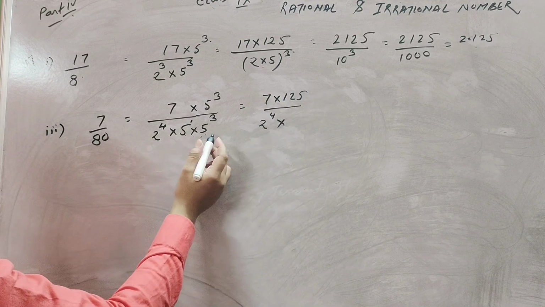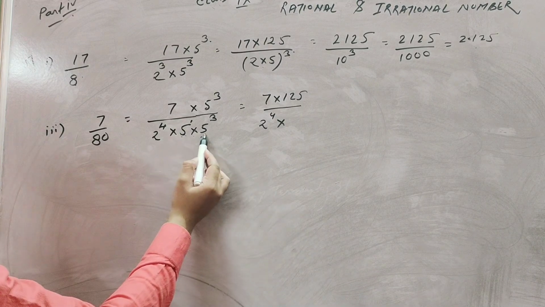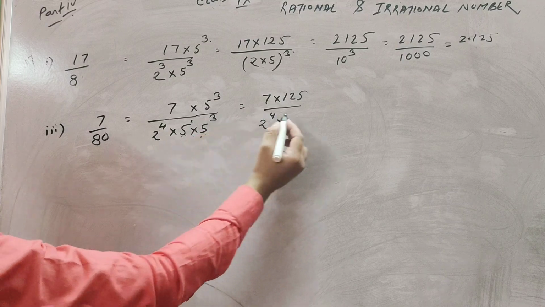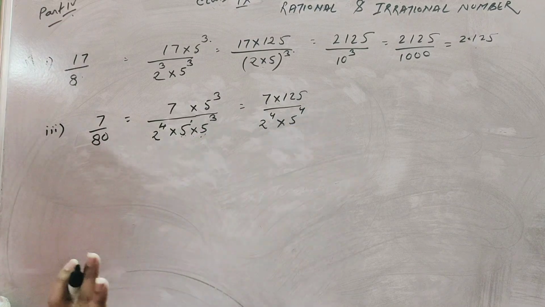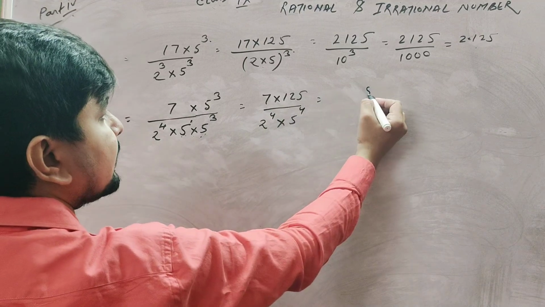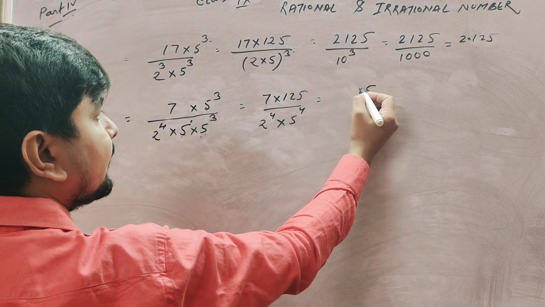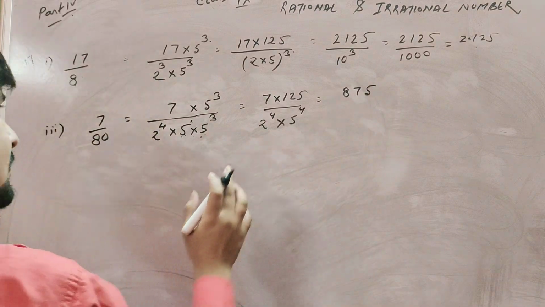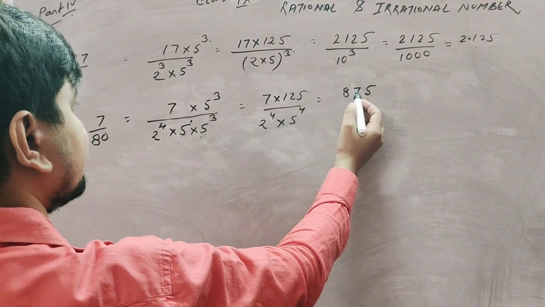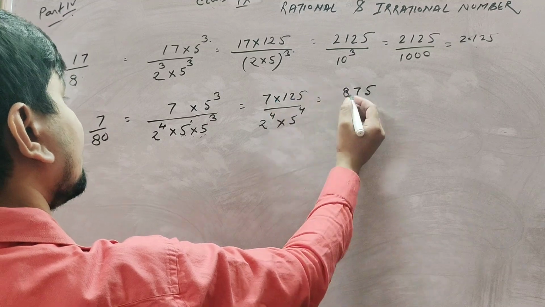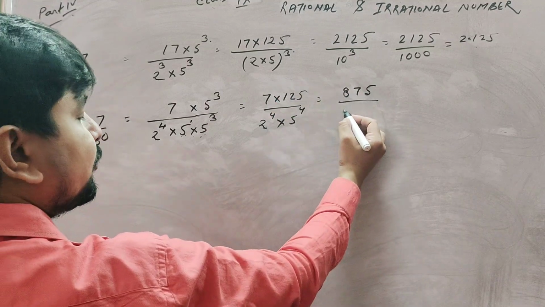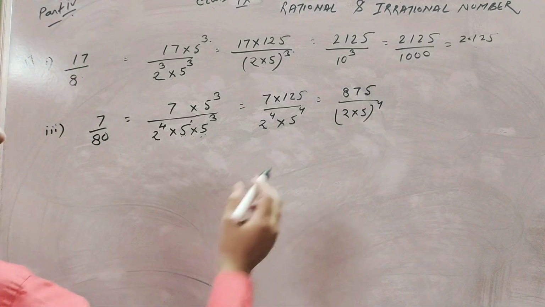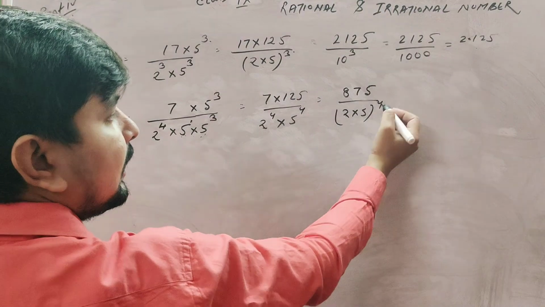Done. So 7 into 125, and 5 to the power 4. Now the 5 power is also 4. We know the indices rule. Whenever the same base has different powers, we add the powers, that is 1 plus 3. 5 also has the power 4. Done. So 7 times 125 is 875. In place of 2 to the power 4 and 5 to the power 4, we write down 2 into 5 to the whole power 4, because this power is for 2 and this is also for 5.